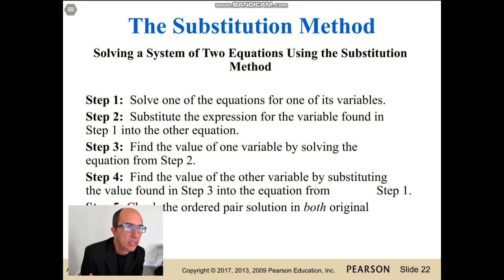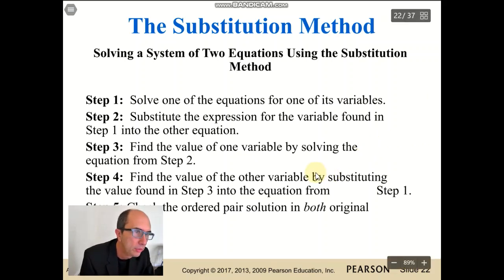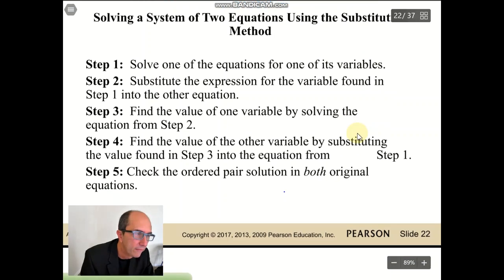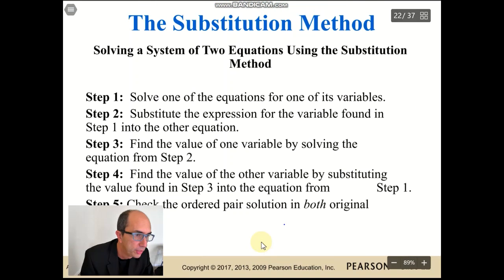Step 1. Solve one of the equations for one of its variables. Step 2. Substitute the expression for the variable found in step 1 into the other equation. Step 3. Find the value of one variable by solving the equation from step 2. Step 4. Find the value of the other variable by substituting the value found in step 3 into the equation from step 1. And step 5. Check the ordered pair solution in both original equations.